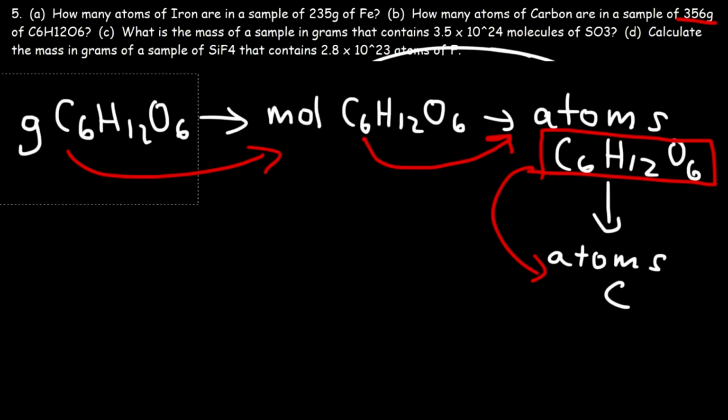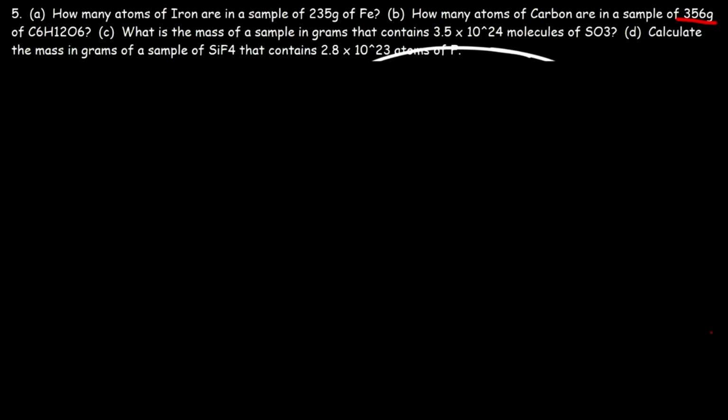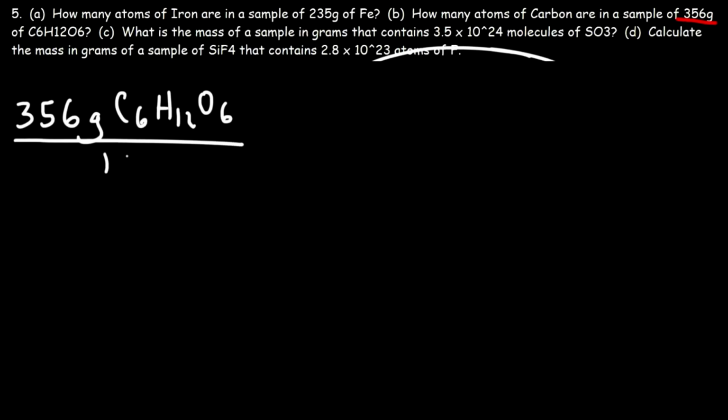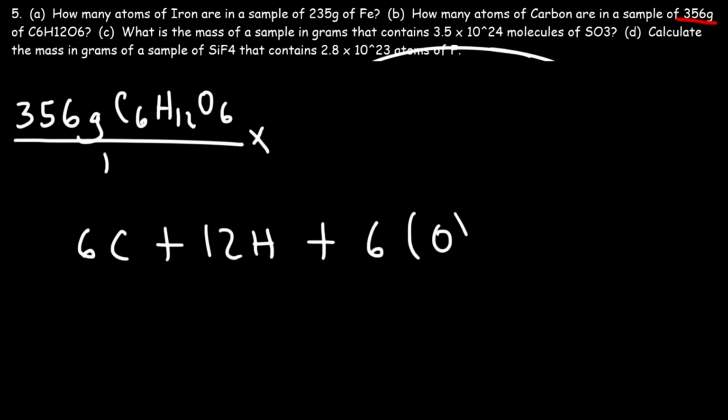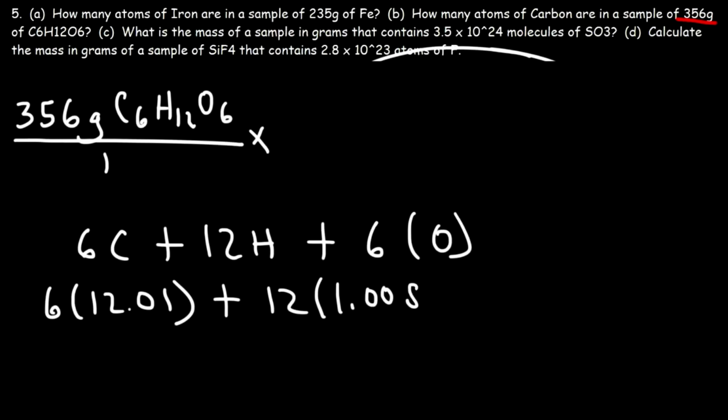So let's go ahead and begin. Let's start with what we're given, and that is 356 grams of glucose or fructose. They have the same molecular formula. Now let's convert it to moles. So we need the molar mass. We have 6 carbon atoms, 12 hydrogen atoms, and 6 oxygen atoms. The atomic mass of carbon is 12.01, for hydrogen it's 1.008, and for oxygen it's 16.